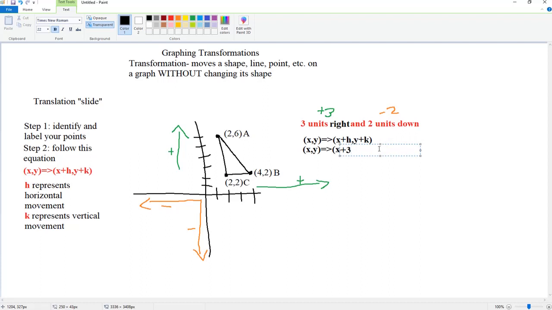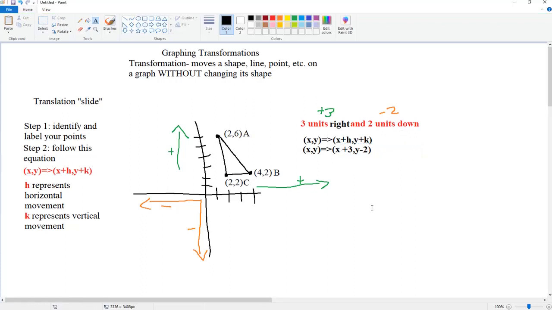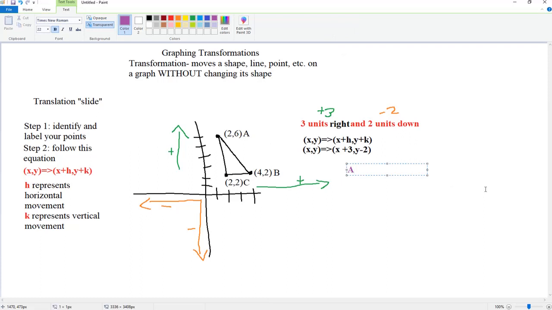And then for Y, my vertical movement, my K, is 2 units down. That's a negative 2, so minus 2. All right? And so all I do is plug in my points. So if I were to do point A, my coordinates are 2, 6, right? So that means I'm going to plug in 2 for my x and 6 for my y.